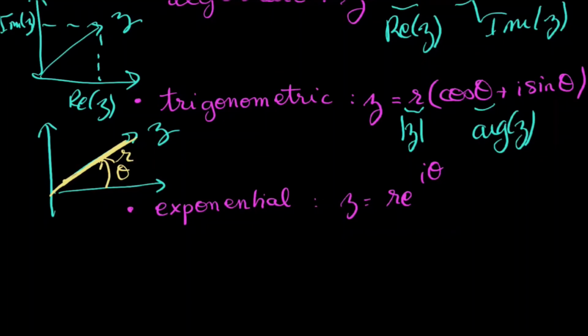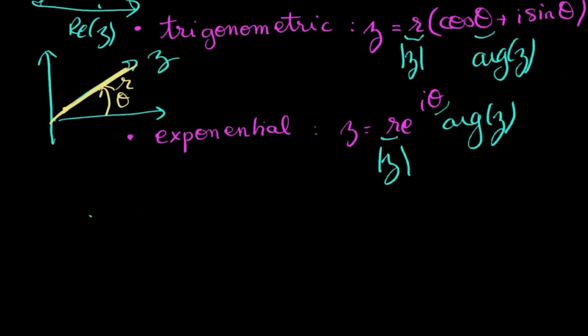Then you have the exponential form. It's pretty much the same thing as the trigonometric form because you have the modulus of Z here and the argument of Z here. You can go from the trigonometric form to the exponential form by noticing that exponential i theta equals cos theta plus i sin theta.